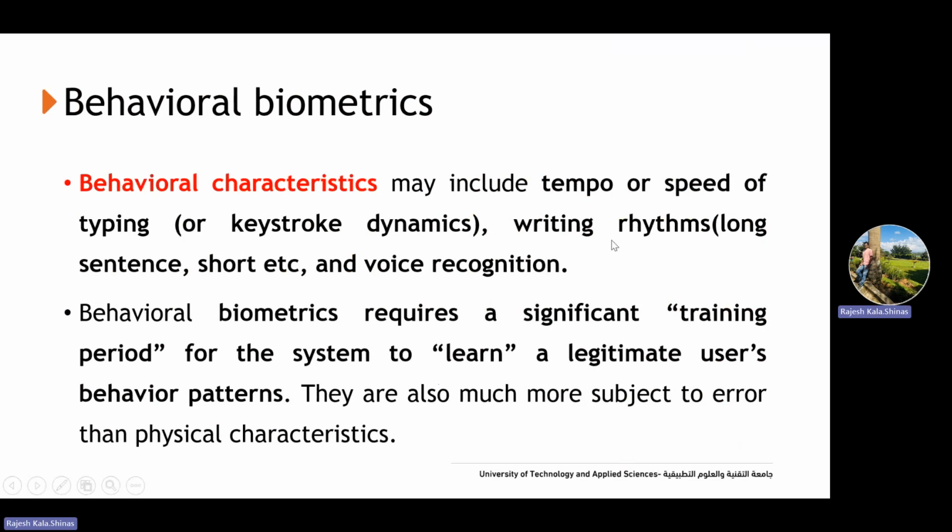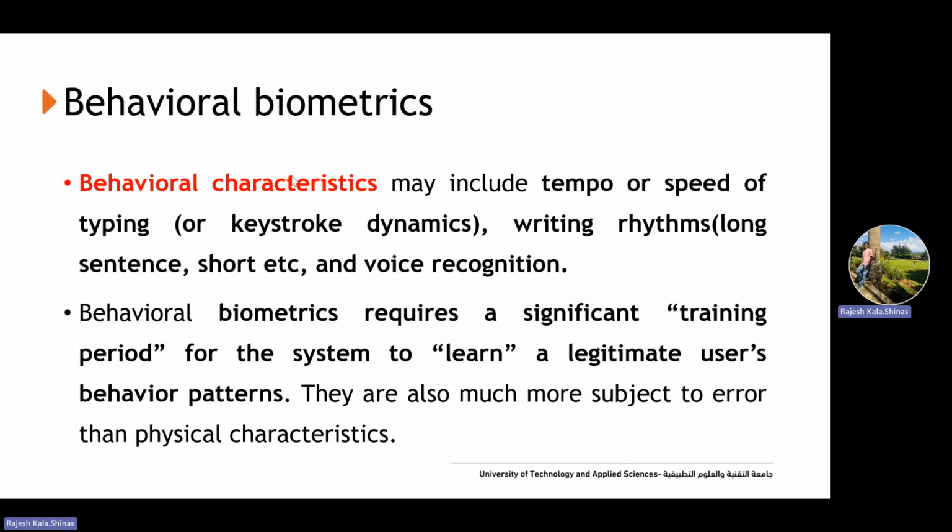Then writing rhythms: how he's writing, long sentences or short sentences, or voice recognition. Everyone has a different voice. So based on these three, you can authenticate someone using behavioral characteristics. For that, we need to train the machine. The machine should be trained on how a person types. That input should be given in advance, along with how he makes sentences and how his voice sounds.